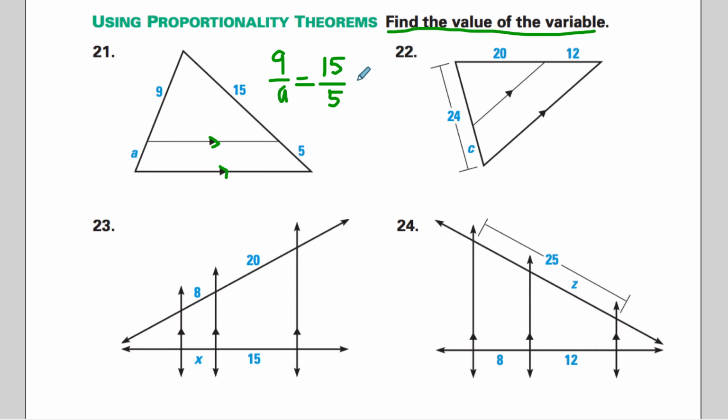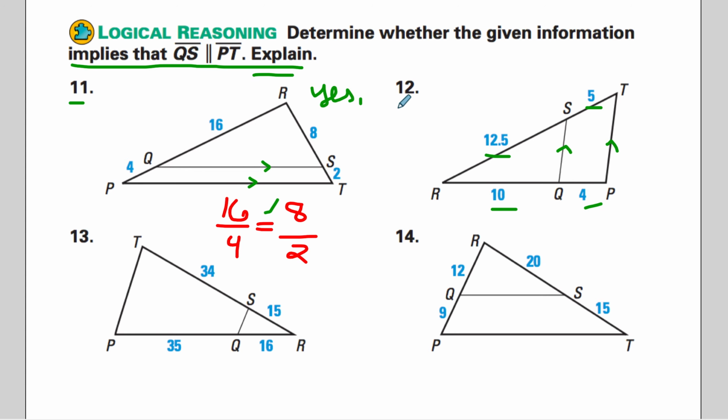And that's a proportion that we have now set up and that I can cross multiply and solve. So when I do that, I get 15a equals 45. 5 times 9 is 45. I need to divide 45 by 15. 15 goes into 45 3 times, so a is 3. Pretty simple stuff.